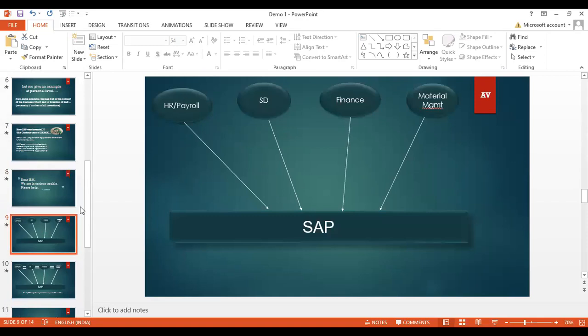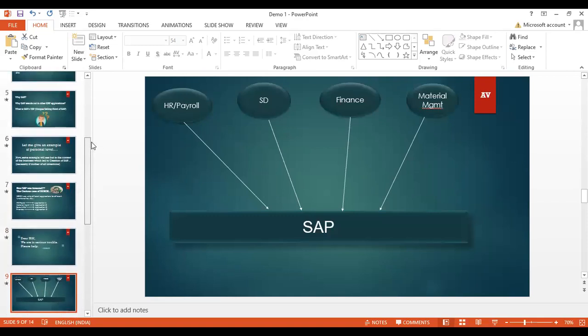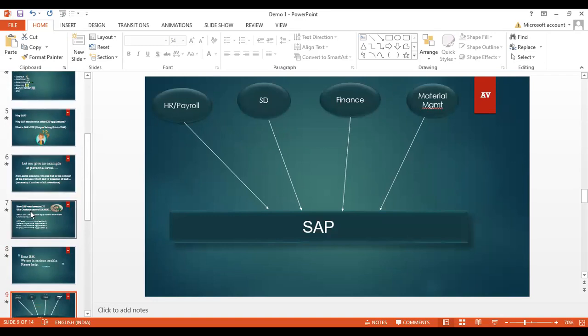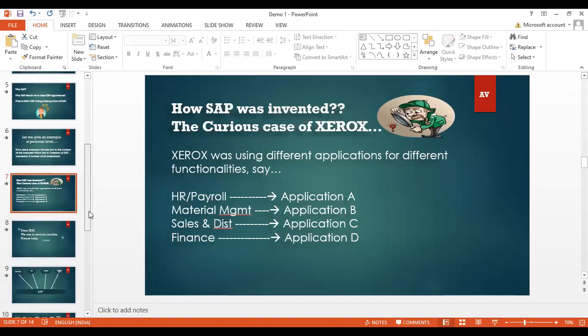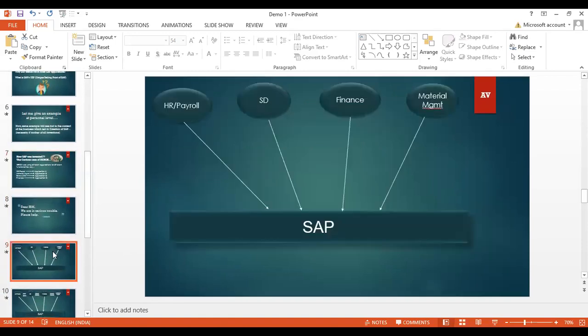As we saw, they brought everything at one place. If you have different applications at different places for different functionalities, it becomes difficult. So what SAP did is bring everything at one place. For HR, there was a different application; that functionality was included in SAP. Sales and distribution had a different application; that also was included in SAP. Finance, material management, and so on. So many applications were there on one platform only.